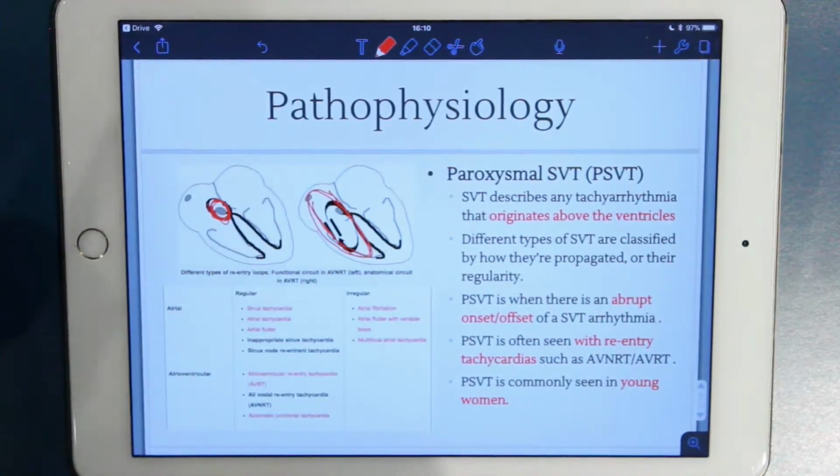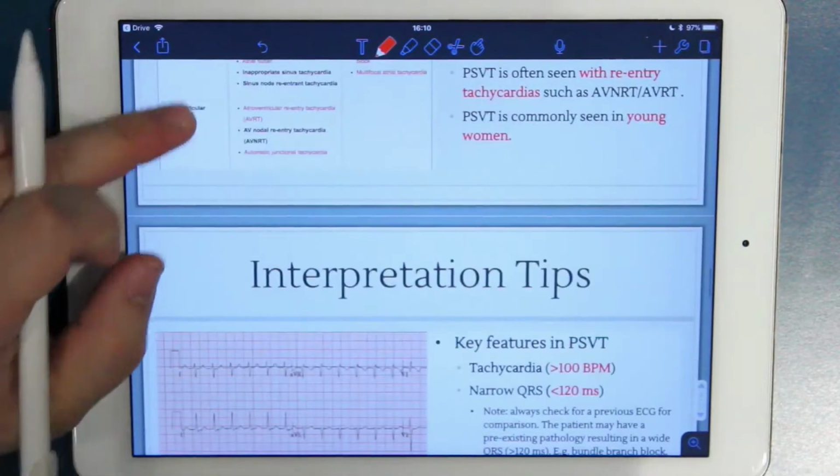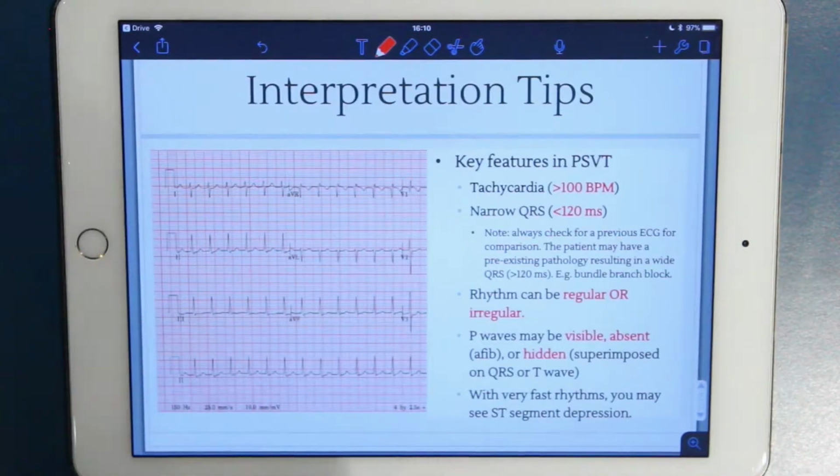Okay, PSVT is commonly seen in young women and should be on your differential diagnosis when a young woman comes in with a rapid heart rate or palpitations. Some interpretation tips when looking at SVT or PSVT.